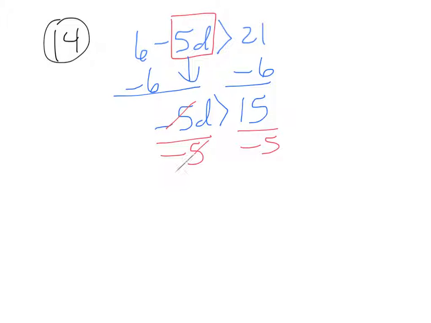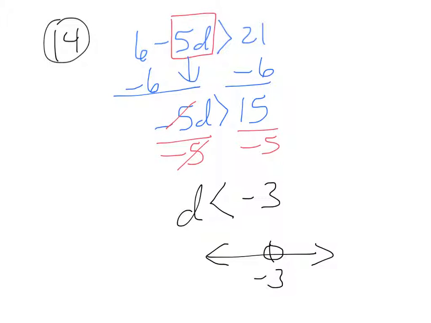And because we divided by a negative number, we're going to bring our d down. The sign is going to flip, and it's going to be negative 3. So d is less than negative 3. When I draw the number line, here's negative 3. It's going to be open, and all the numbers that are less than negative 3 are to the left.